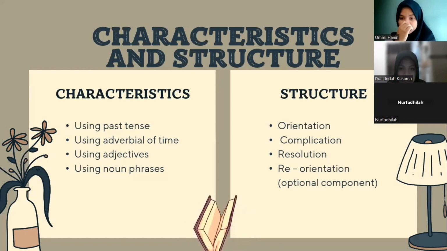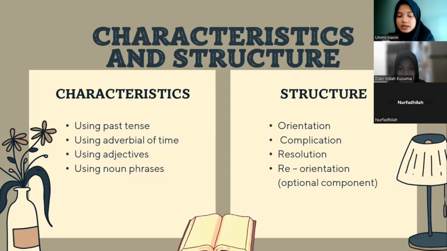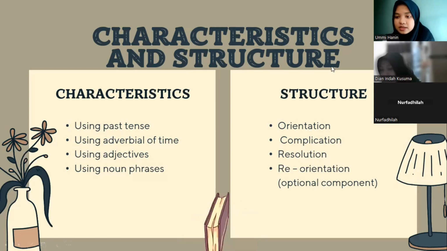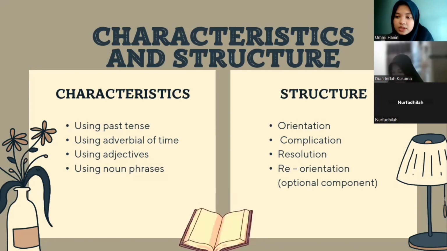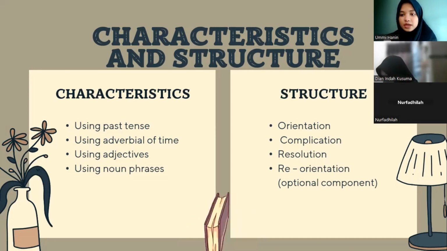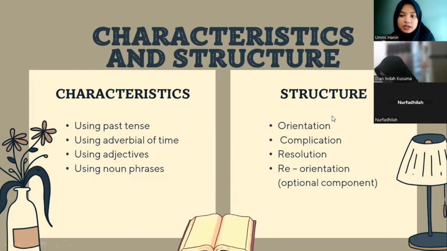The four structures include orientation, complication, resolution, and reorientation. Orientation is a step that sets the stage for the story. Ideally, the orientation should answer the questions who, where, and when. So when doing the orientation part, we should be able to identify the character and setting, both time and place, of the story.